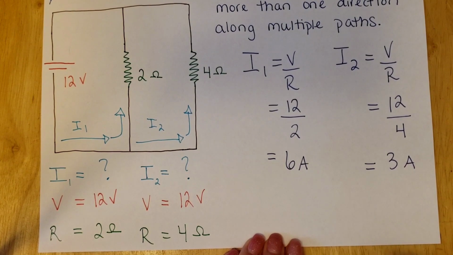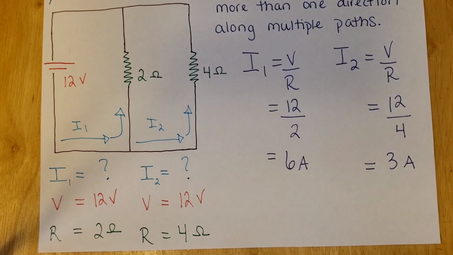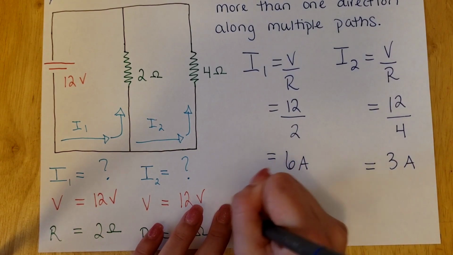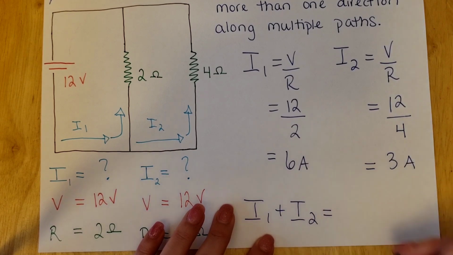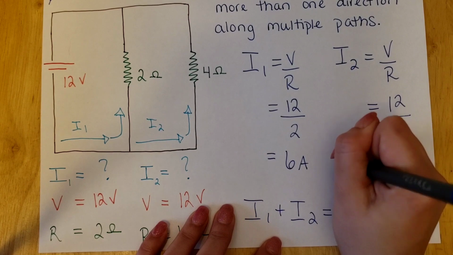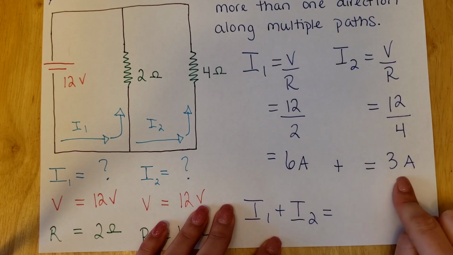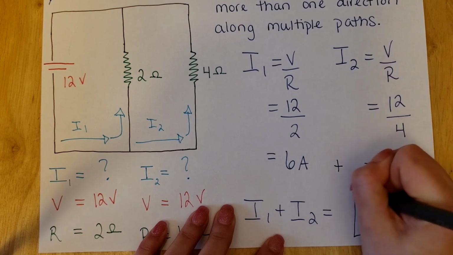Now, how do we figure out the total I? If we have I1 and I2, it's very easy. We're just going to add those together. I1 plus I2 will give us our answer, and that's going to be 6A plus 3A, which will give us 9A as our final answer.